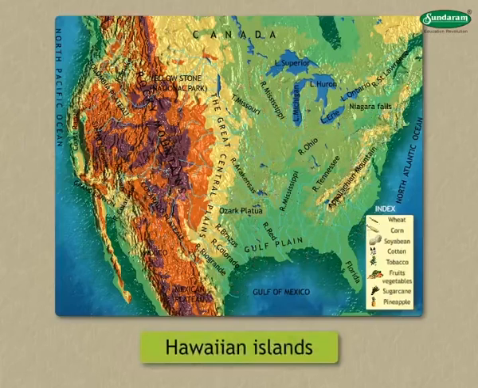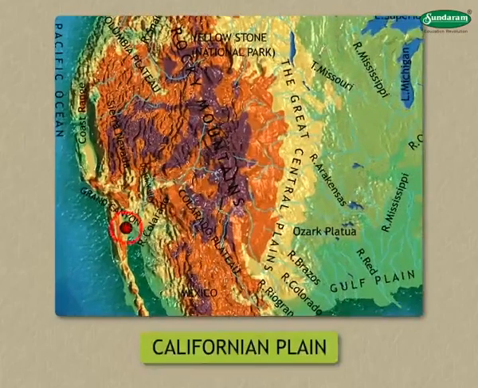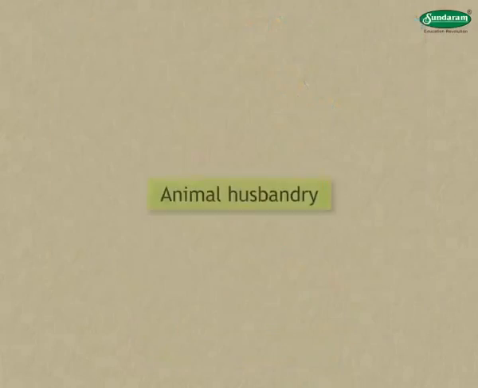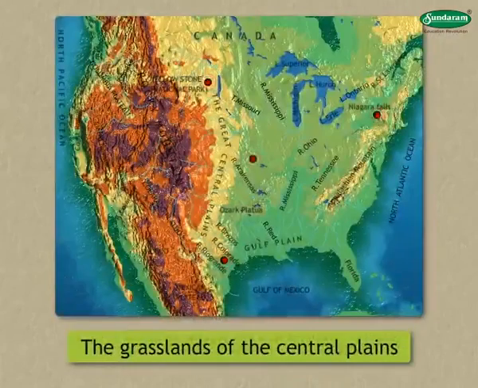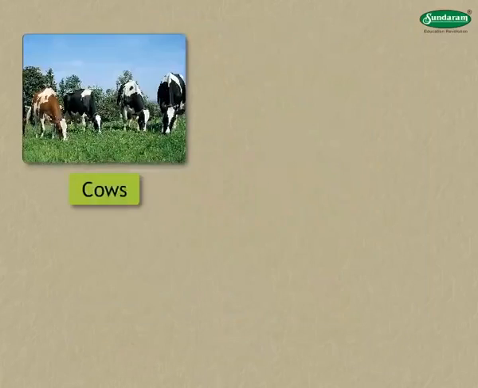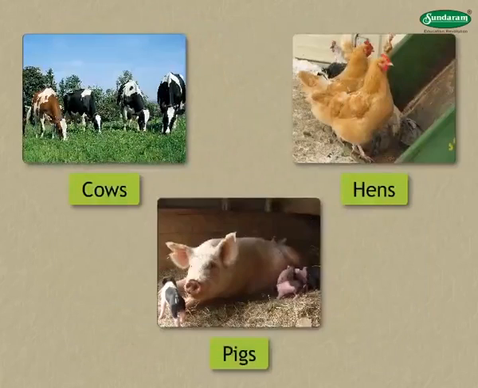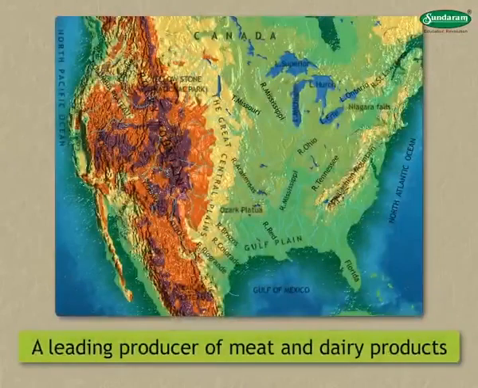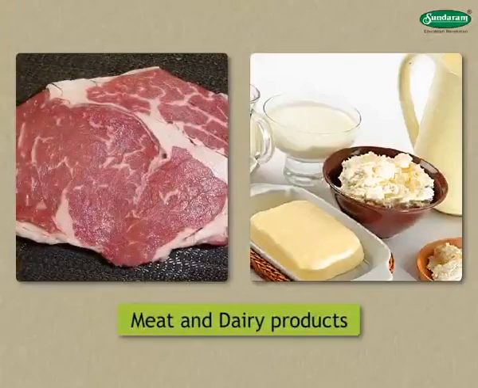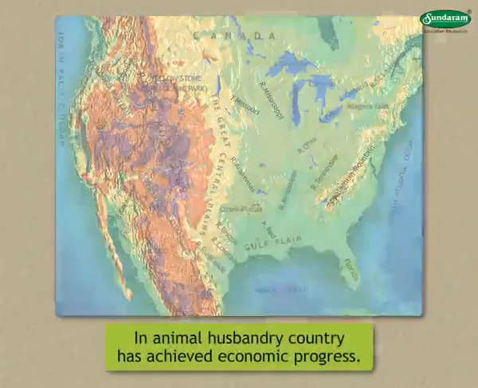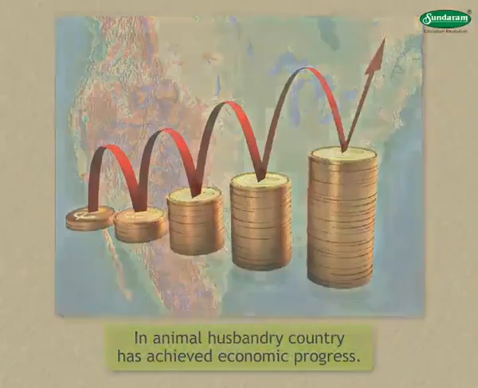Hawaiian Islands are known for the production of sugarcane and pineapple. The Californian plain is particularly known for fruit production. Animal husbandry. In the grasslands of the Central Plains, cows, hens, and pigs are reared on a large scale. Due to commercial and large-scale animal husbandry, this nation has become a leading producer of meat and dairy products. In this field also, the country has achieved economic progress.